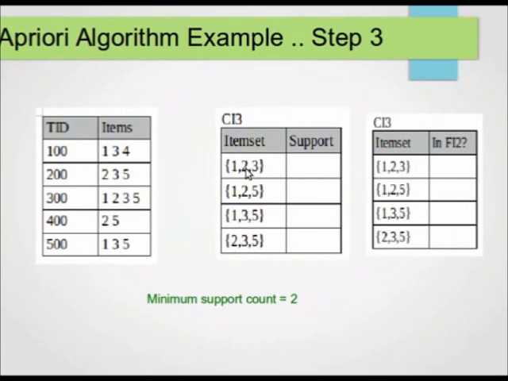And here we only break it down to a subset of size k minus 1, i.e. k here is 3, so every subset will be of size 2, 1, 2, and 1, 3. We don't do 1 on its own.